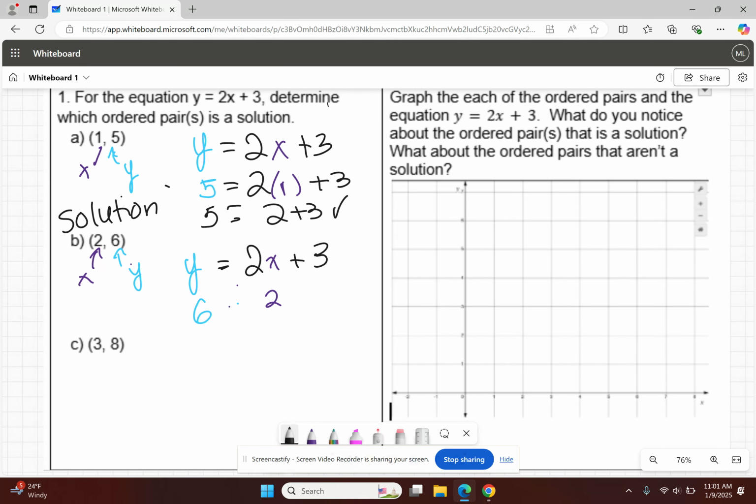So what we have is 6 equal to 2 times 2, in purple because we replaced our x with 2, plus 3, and we're checking to see: is that a true statement? Is 6 equal to 2 times 2 plus 3? When we do the math, 2 times 2 is 4, plus 3 is 7, so it is not equal. I'm going to leave that last one for you, but know that for A, it is a solution, but for B, 2, 6, it is not a solution.